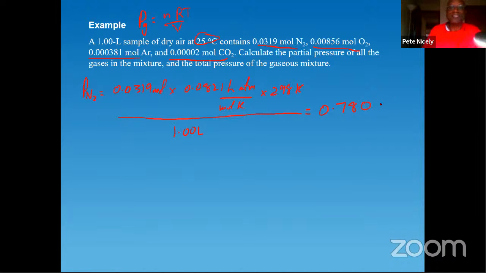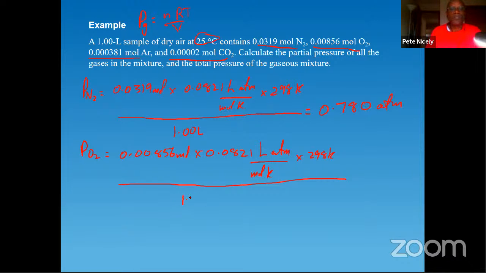But according to my calculations, this works out to be equal to 0.78 atmospheres. And then we're just basically going to do the same thing for oxygen, which is 0.00856 moles times R, which is 0.0821 liters atmospheres over mole Kelvin times 298 Kelvin divided by 1.00 liters.